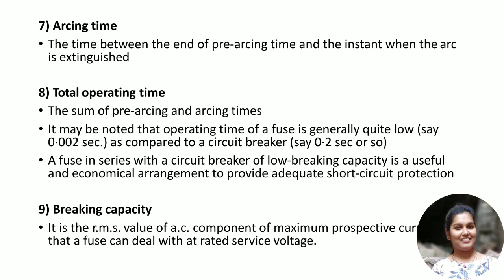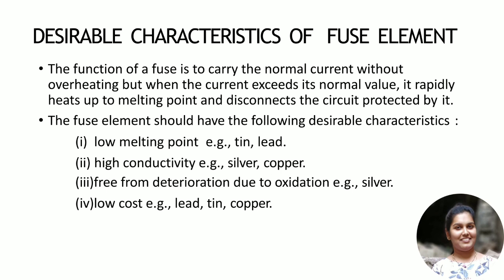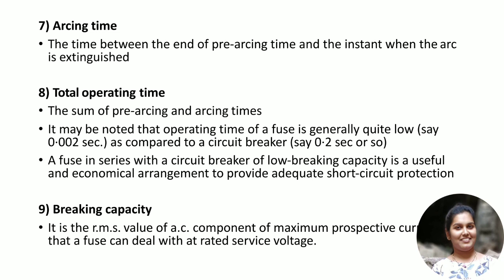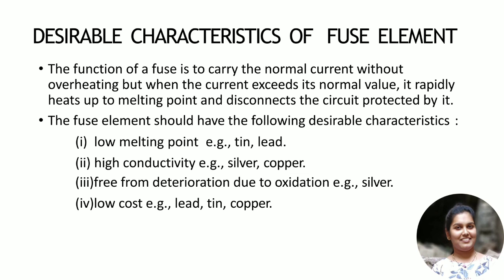Next is breaking capacity. It is nothing but the RMS value of the AC component of maximum prospective current that a fuse can deal with at a rated service voltage. So this is breaking capacity: the RMS value of the AC component of maximum prospective current that a fuse can deal with at the rated service voltage. These are the various fuse ratings which are to be kept in mind when dealing with fuses. Next we'll see some desirable characteristics of fuse elements.